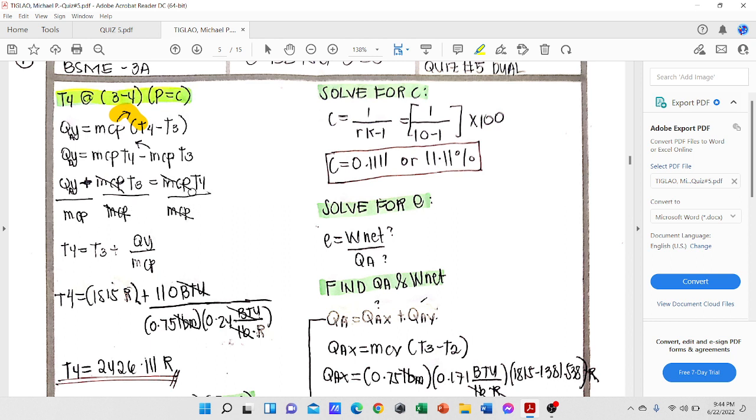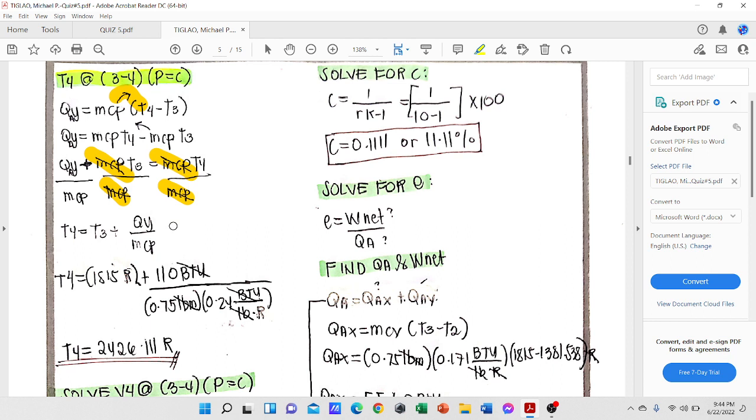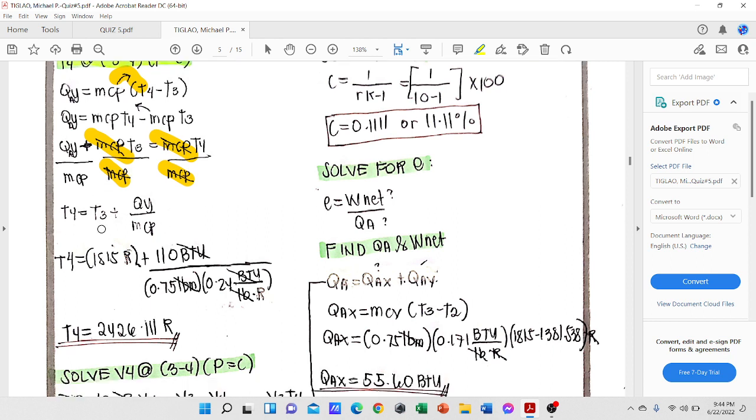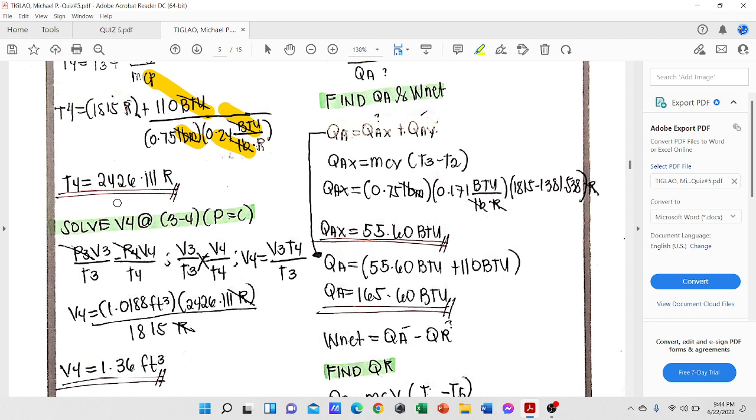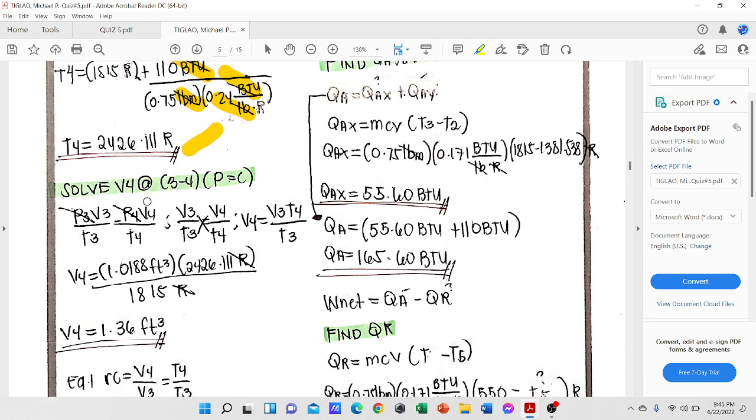Bali magiging QAY plus MCP T3 is equals to MCP T4. So, para matira yung T4 natin, mag-divide tayo both side ng MCP. So, cancel, cancel, cancel, cancel. So, yung matitira o yung final formula natin is T4 is equals to T3 plus QAY all over MCP. So, substitute lang natin yung mga value. Yung T3 natin is 1,815 Rankine plus yung QAY natin na 110 BTU over sa mass na 0.75, then yung CP natin na 0.24. So, unit analysis. Cancel yung BTU. Yung pound, cancel. So, yung temperature 4 natin is equals to 2,426.111 Rankine. So, nakuha na natin.